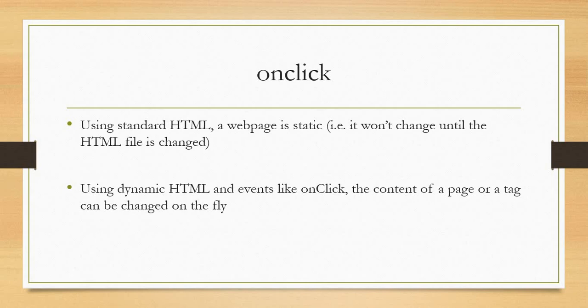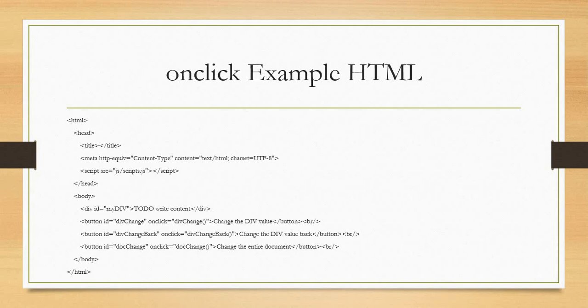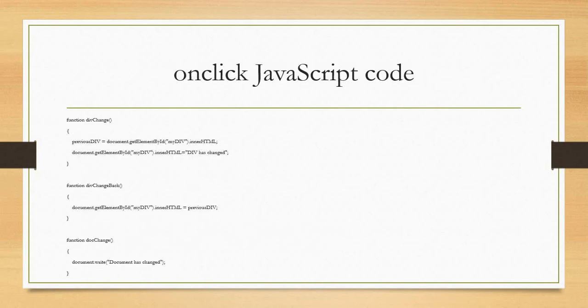You will notice in the example I provide you on my website, individuals can change the size of text based on their visual acuity. They can make the text larger or smaller based on their needs. Here's an example of an onclick in HTML code. Here is how that JavaScript file would look with a function of div change back, and doc change.